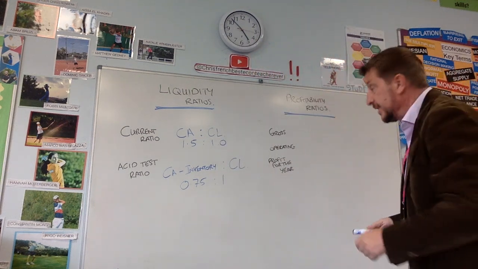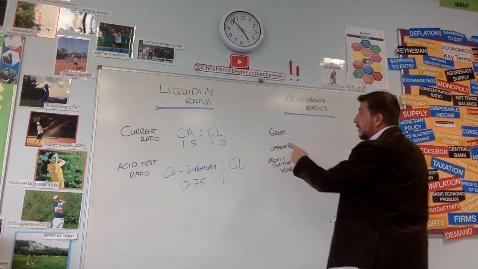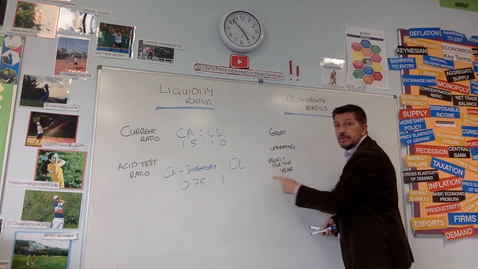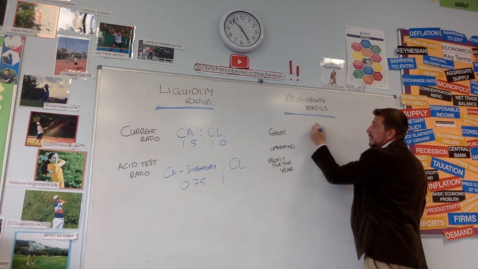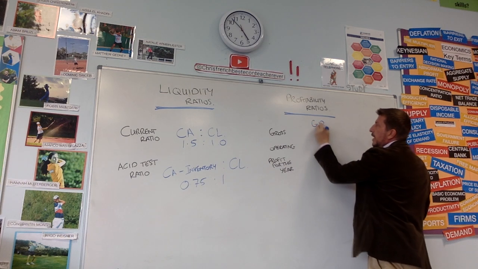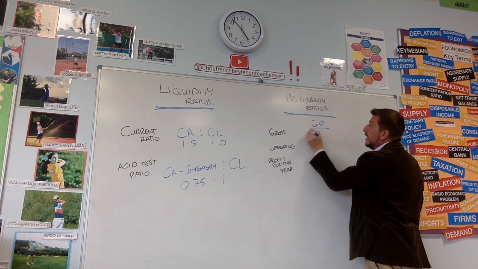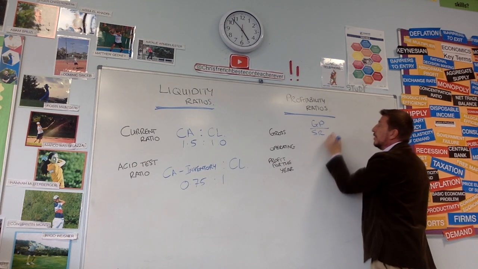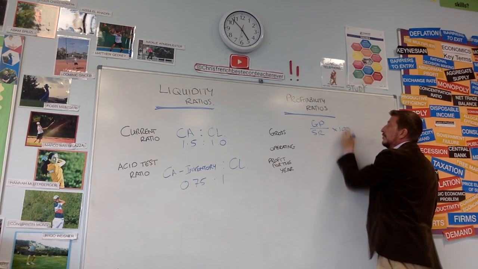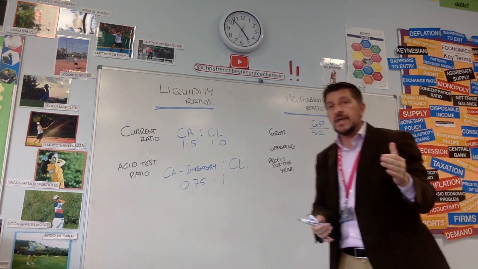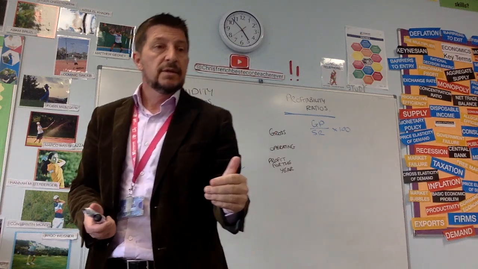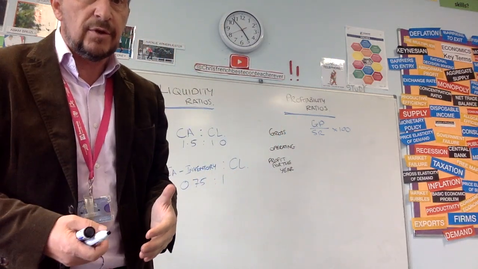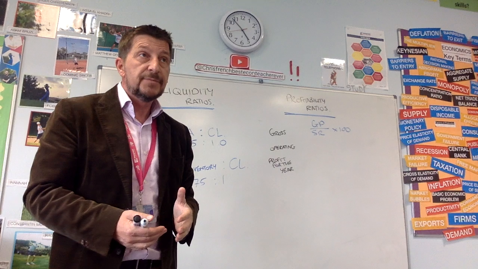Next, profitability. There are 3 types of profitability ratios. Really simple stuff. Gross profit, I'm going to just put GP, gross profit, divided by sales revenue times 100. All we're saying is how much of our sales revenue is gross profit.